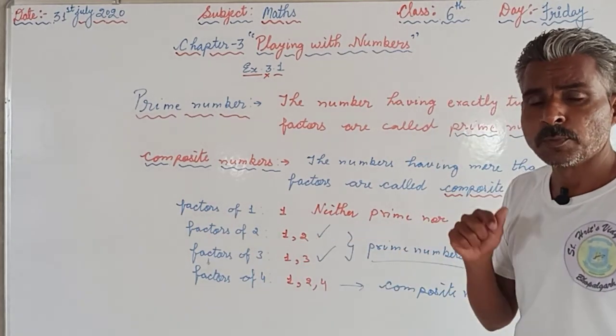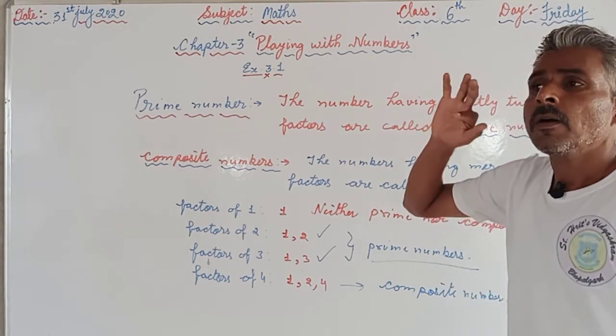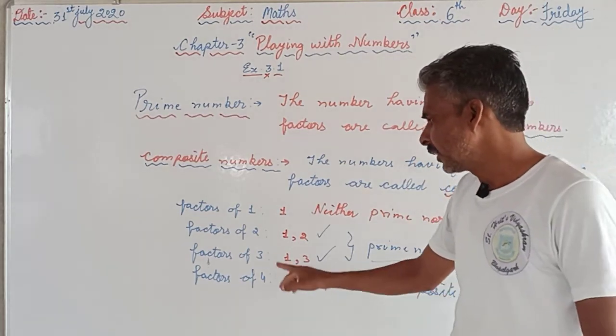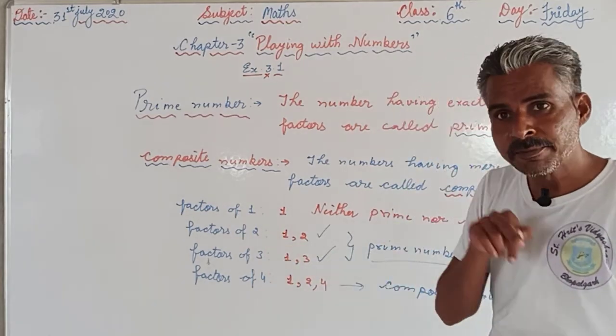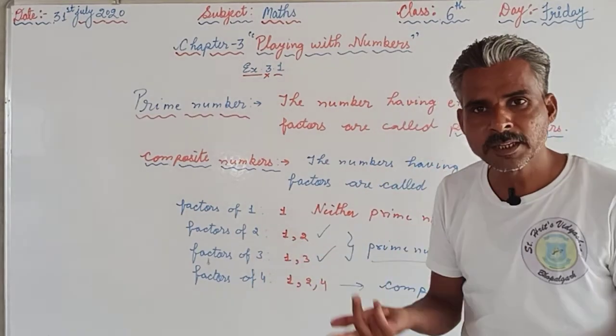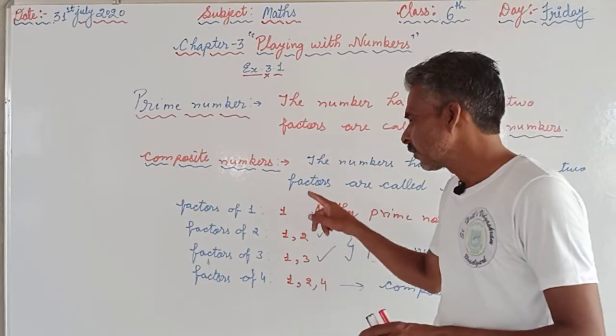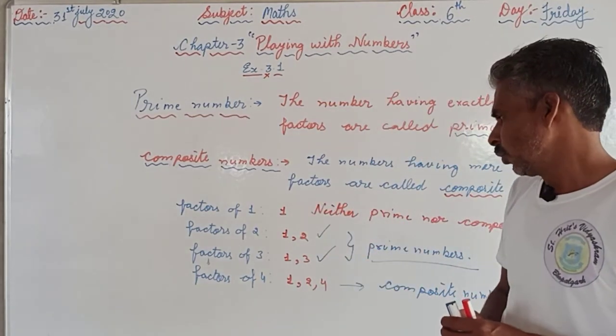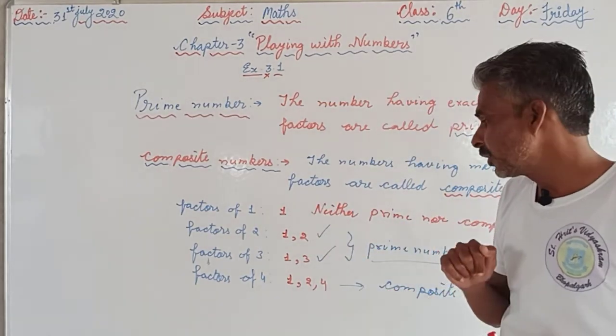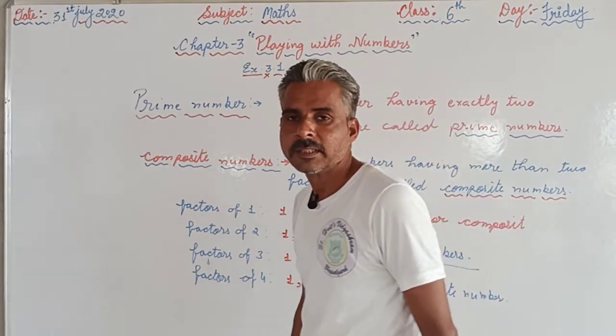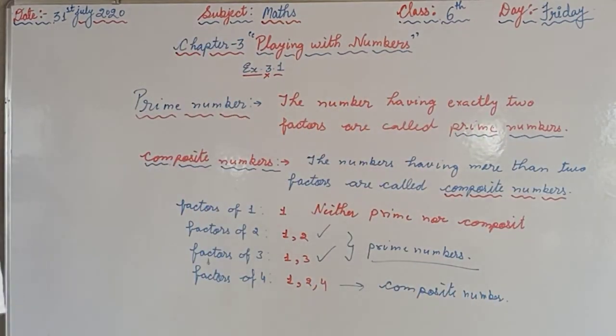Which is the smallest odd prime number, that is 3. Which is the smallest even prime number, 2. Which is the only even prime number, again 2. And which is the smallest composite number, that is 4. So all these things you are supposed to keep in your mind. Afterwards you can easily discuss questions number 1 and 2.